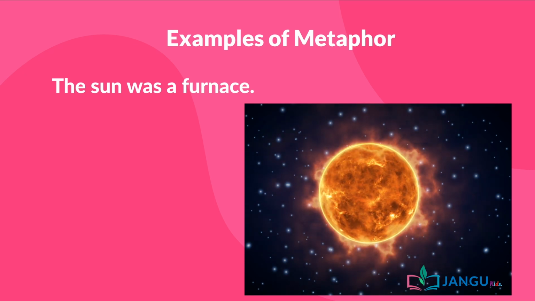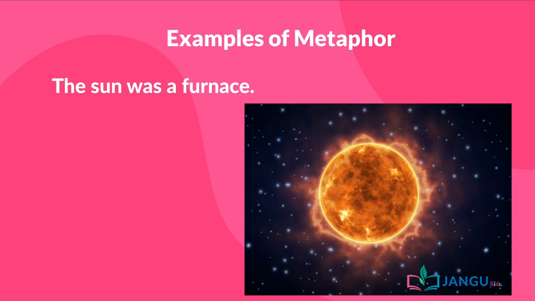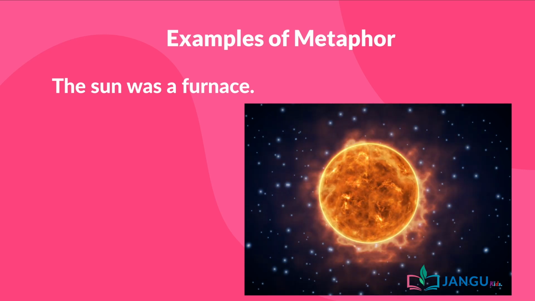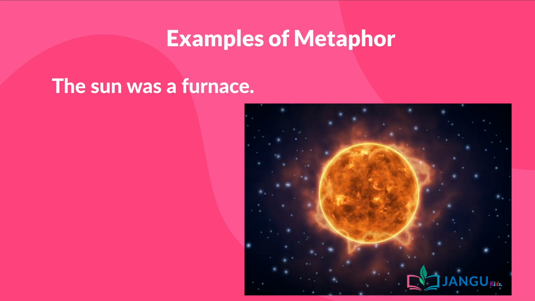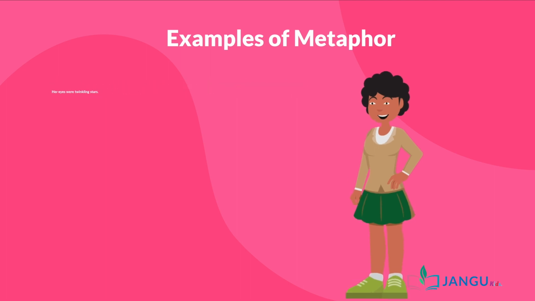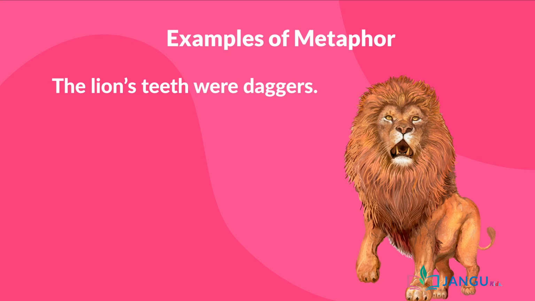The sun was a furnace. Now furnaces are hot, right? So this means I compared the sun to a furnace because the sun is hot. Her eyes were twinkling stars. Now twinkling stars are shiny, right? So this means I compared her eyes to a twinkling star because her eyes are shiny. The lion's teeth were daggers. Now daggers are sharp, right? So this means I compared the lion's teeth to daggers because they were sharp.